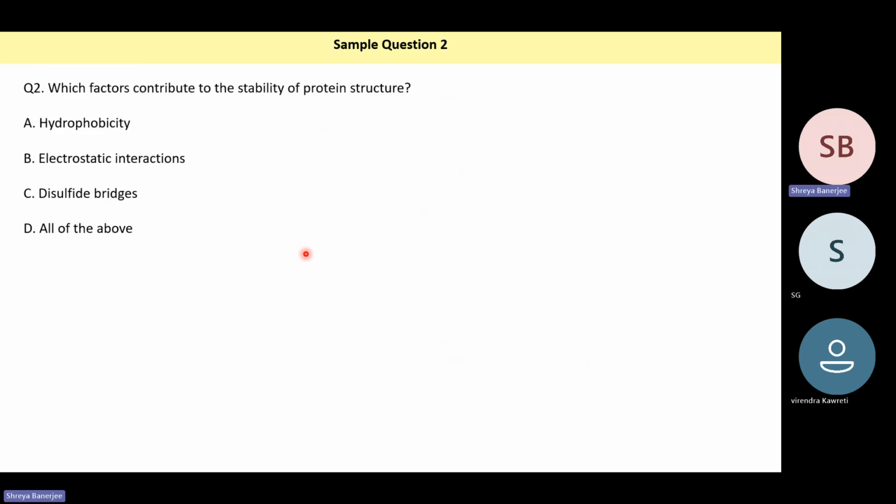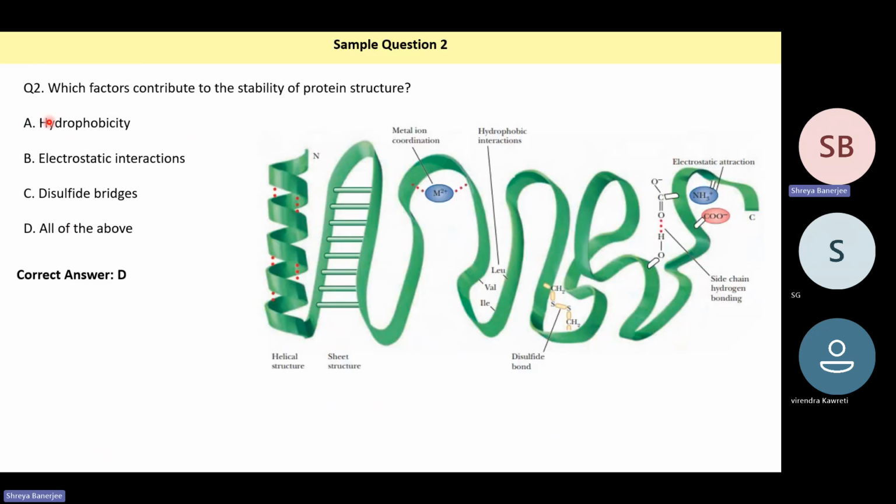The next question is asking which factors contribute to stability of the protein structure. So here the answer is all of the above. We looked into this hydrophobicity between amino acids which have aliphatic side chains like leucine, valine, isoleucine. There are stabilizing hydrophobic interactions, electrostatic interactions between positively and negatively charged side chains like acidic and basic side chains, as well as disulfide bridges between two cysteine residues.